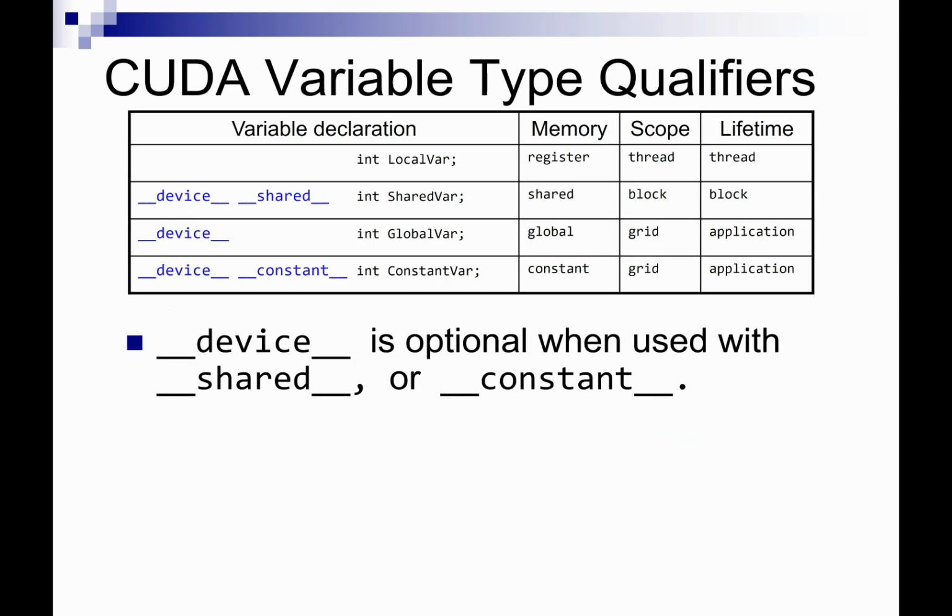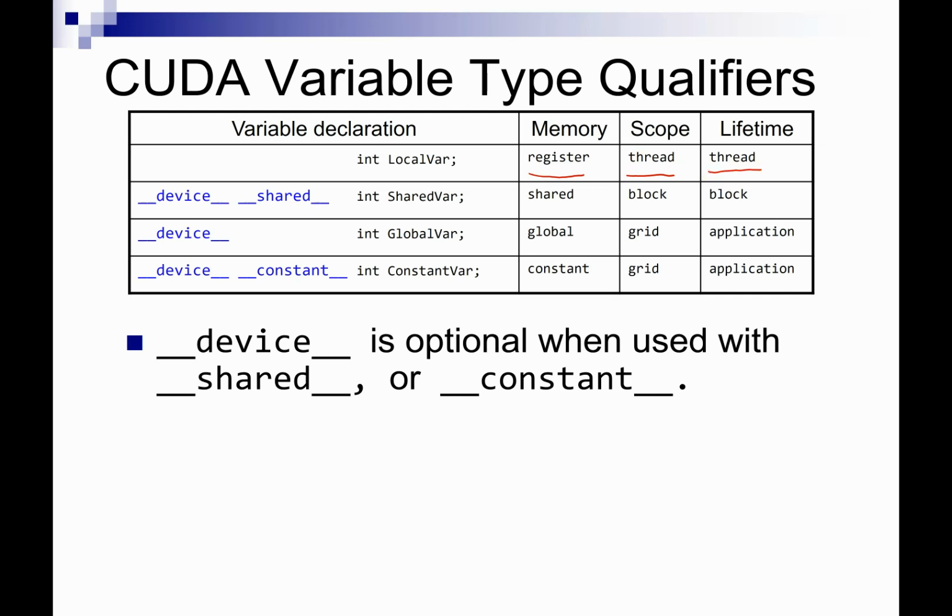Now let's look a little bit at how we can declare these different types of memory. The way you declare a register is that, unless you make a special declaration, by default the variables you declare are going to be stored in the registers. Registers can only be seen by the thread that declared the variable, so the scope is a thread, and the lifetime of the data is until the thread terminates, then the data goes away.